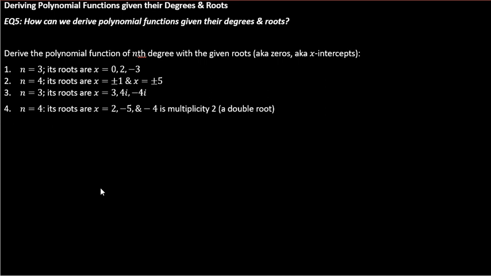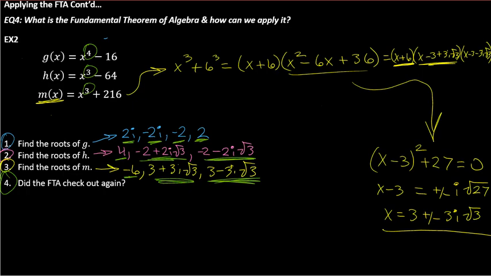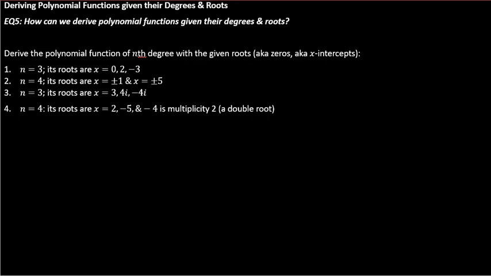So now we're going to talk about how we can basically work backwards. And I don't know how I left this slide out. Anyway, what we're basically going to do is work backwards from what we were doing on the previous slide, right? We were finding roots from a polynomial. Well, now we're going to find a polynomial from the degree and the roots. So number 1, we have a third degree polynomial, and its 3 roots are 0, 2, and negative 3. So that one's going to be relatively simple.